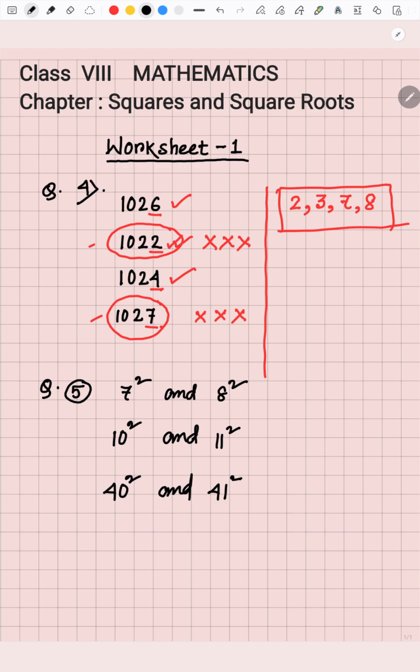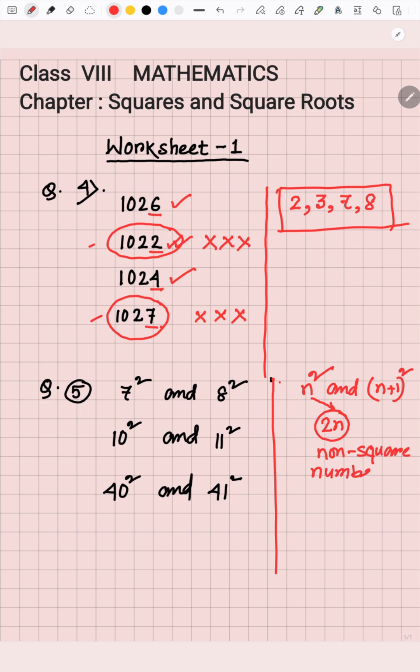So here the technique is, the general format is there, between the numbers n square and the next number square, that is n plus 1 whole square, there are always 2n, that is 2 times the first number, 2n non-square numbers. Always between n square and n plus 1 whole square, there are always 2n non-square numbers.